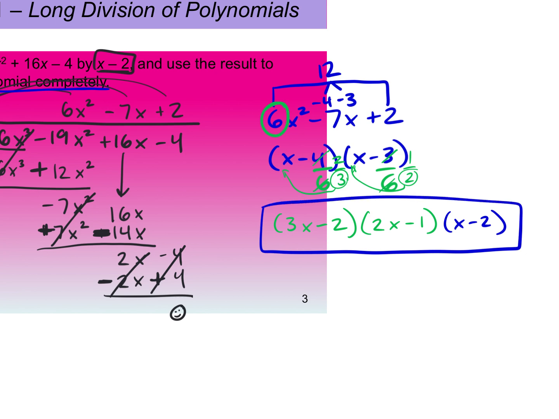If this question said to find the zeros or solve, we would just set each of our factors equal to 0. So our zeros would be 2 over 3, 1 over 2, and 2. So our x-intercepts are (2/3, 0), (1/2, 0), and (2, 0).